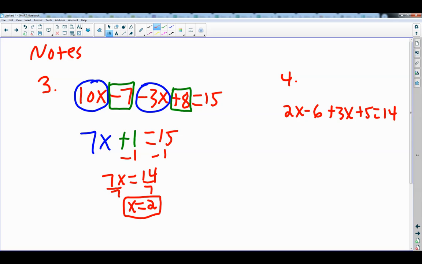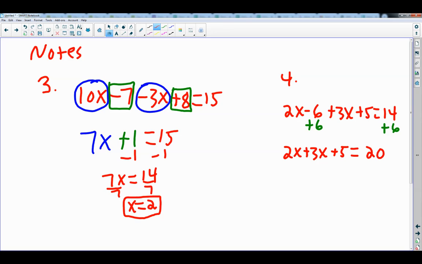Okay, number 4, we're going to do like what we did with number 2 here. We're going to start with our regular numbers. Now, this is where this can get confusing. Because 14 over here on the right is a regular number, I can only add and subtract over regular numbers to combine with 14. So I'm going to start with the negative 6 because that is a negative, and we don't like negatives. So we're going to add 6 to both sides. We'll get 2x plus 3x plus 5 drops down equals 14 plus 6, which is 20.